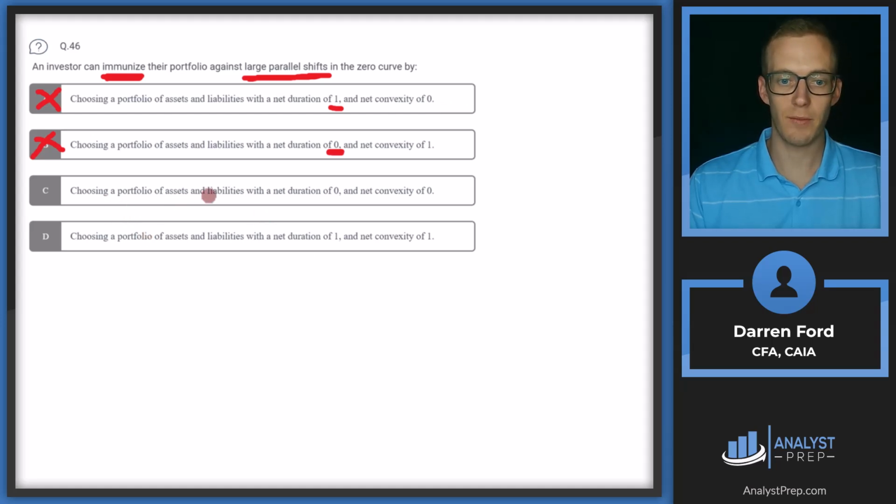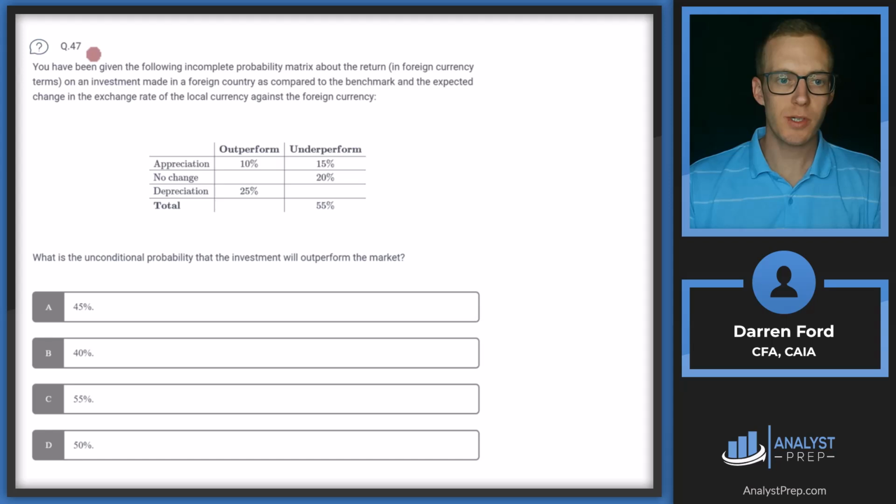C, choosing a portfolio of assets and liabilities with a net duration of 0. Okay, that's good. And a net convexity of 0. Alrighty, based on what we talked about in A and B, sounds like this could be our answer. And then D, choosing a portfolio of assets and liabilities with a net duration of 1, no good, and net convexity of 1, also no good. So we'll go ahead and rule that out. Stick with answer C.